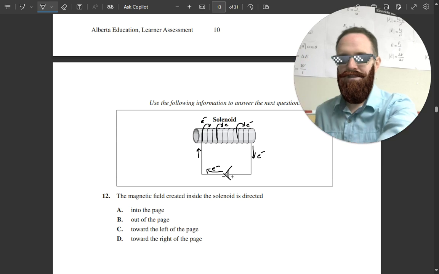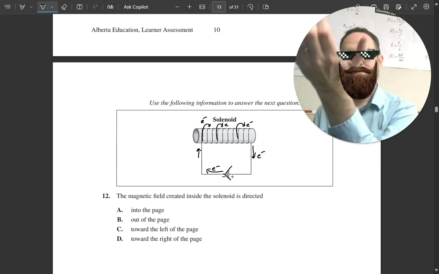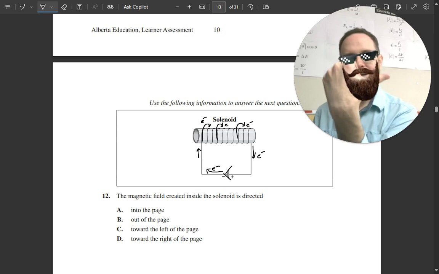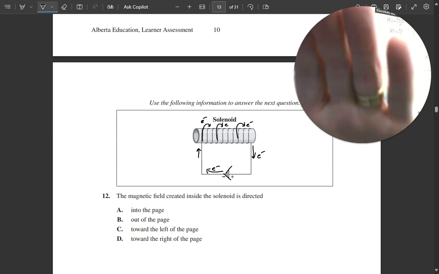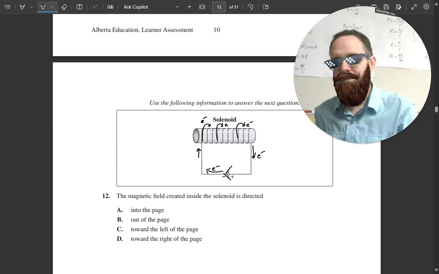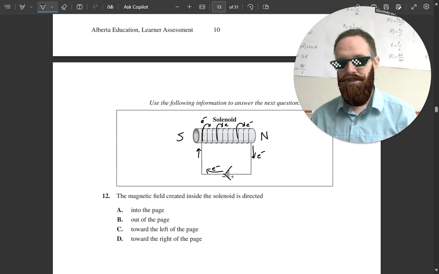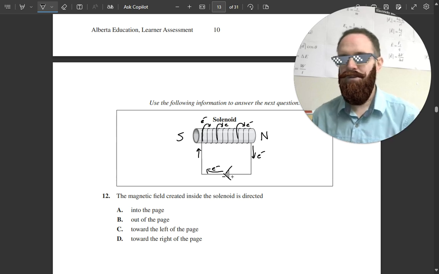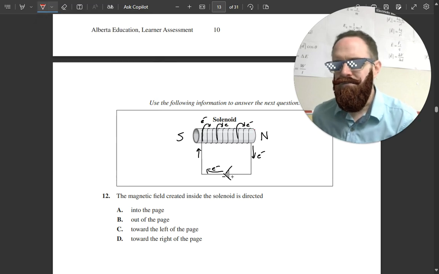So my fingers are going to curl around the front and then down the back. My thumb points towards one side, and so my thumb is pointing this direction, so that's where the north is. Okay, use my left hand because we're talking about electrons. Curls around, thumb points that direction. Now we just have to figure out which way the magnetic fields are going.